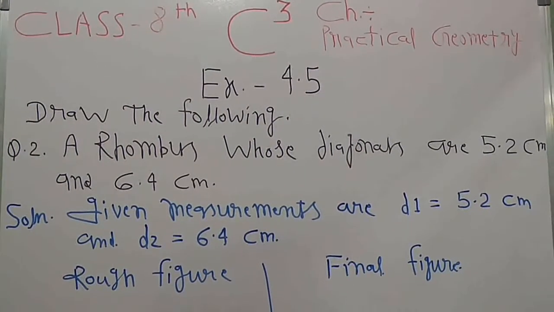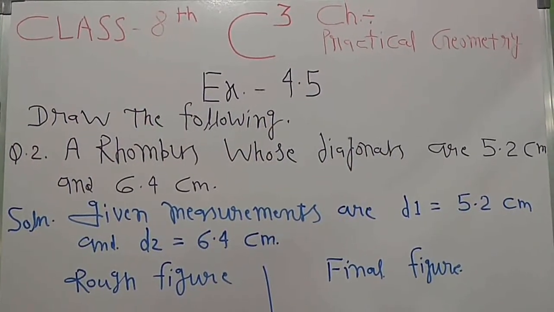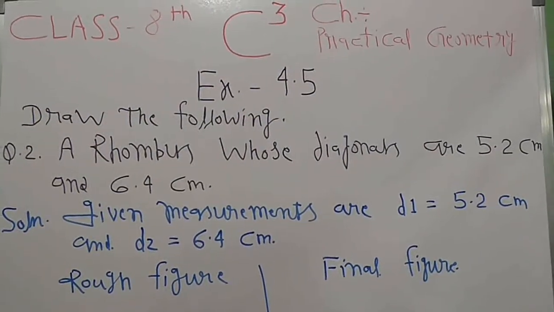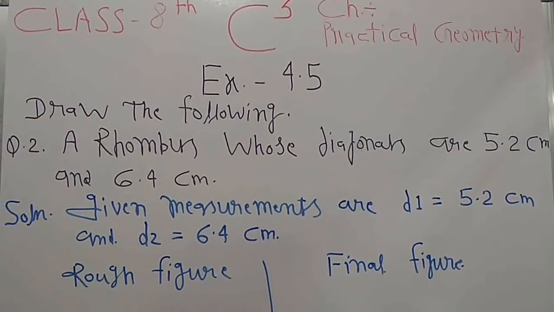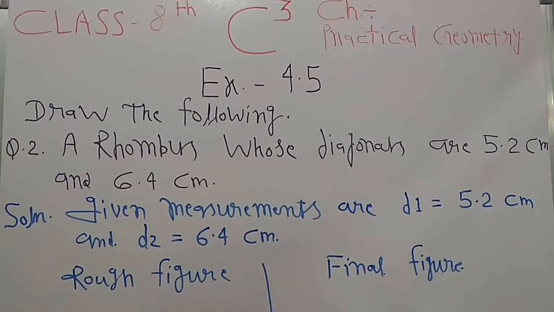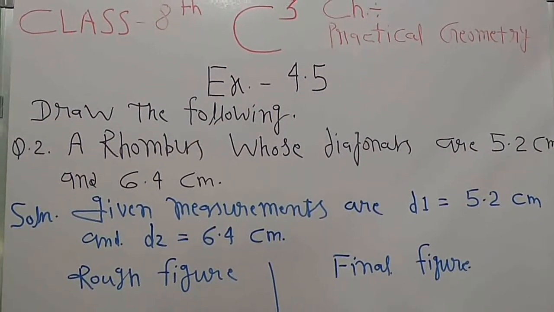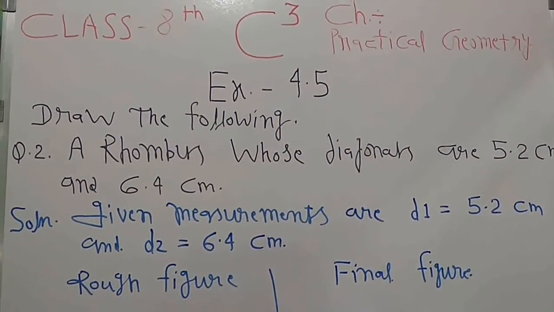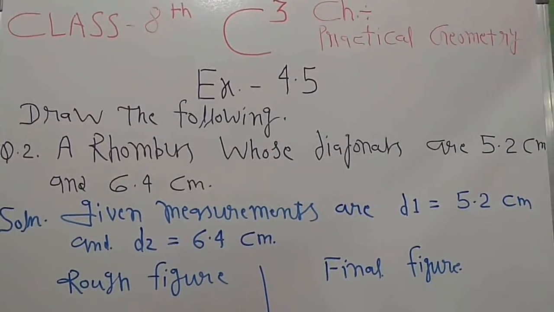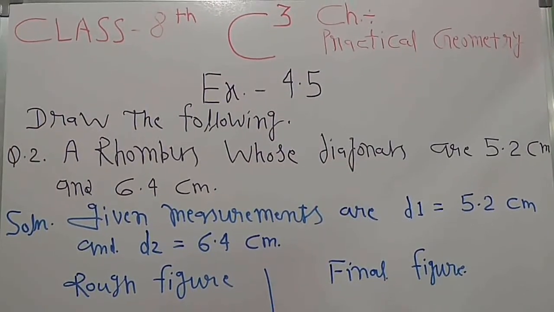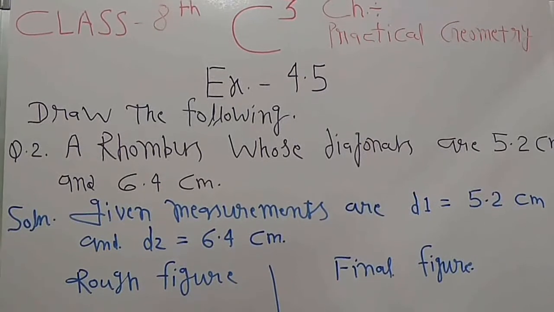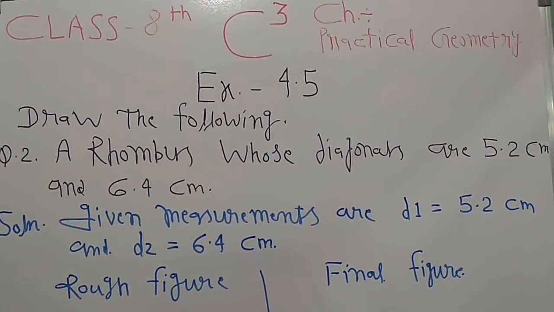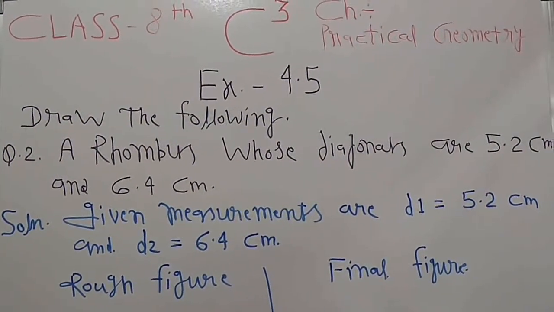In our today's video, we are going to solve the second question of exercise 4.5. Draw a rhombus whose diagonals are 5.2 cm and 6.4 cm. In the solution, first we write the given measurements: D1 equal to 5.2 cm and D2 equal to 6.4 cm. D1 and D2 are the diagonals. First, we are going to draw the rough figure.